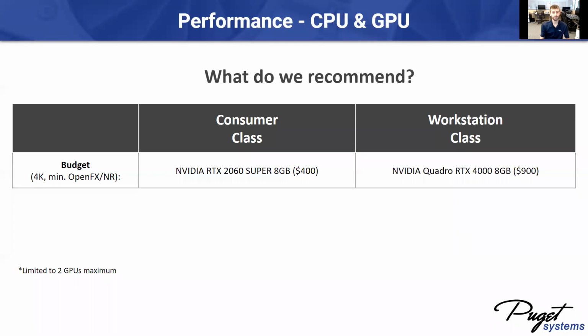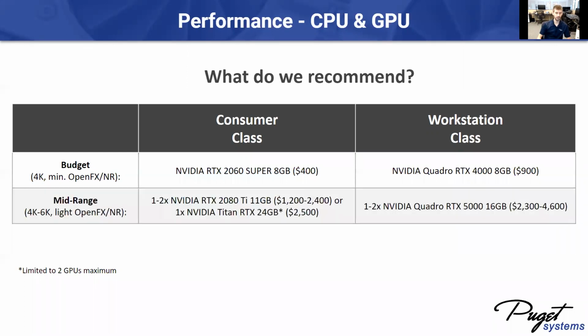But so what do we recommend? Budget. So this is like if you're doing 4K work, 1080p, and you don't use much OpenFX or noise reduction. The 2060 Super from NVIDIA is a terrific card, or on the workstation side, the RTX 4000. The RTX 4000 will be slower than the 2060 Super, so keep that in mind. But we're trying to give you the best possible performance in each of these budget ranges. Mid-range is where you get into possibly wanting multiple cards.